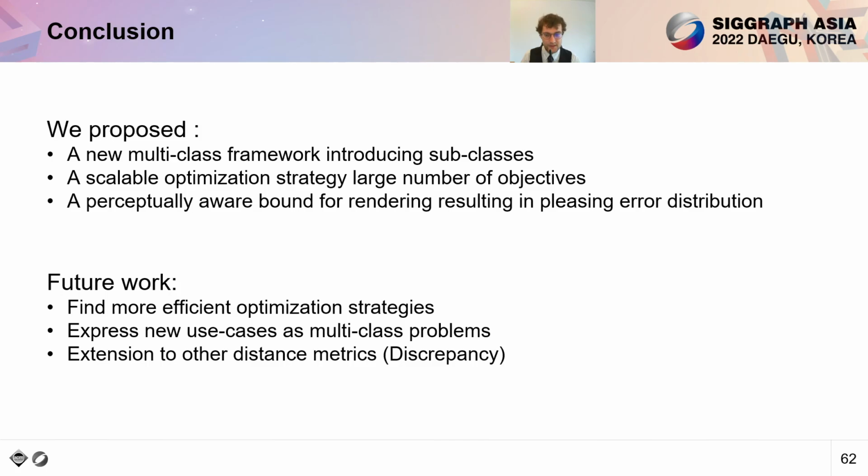As we expressed a few existing problems as multi-class sampling, such as blue noise distribution, we think many more could be solved using our framework, and we want to extend the project on this side. Finally, some experiments we made seem to show that it is possible to extend the presented formulation to a discrepancy-based metric instead of using optimal transport.